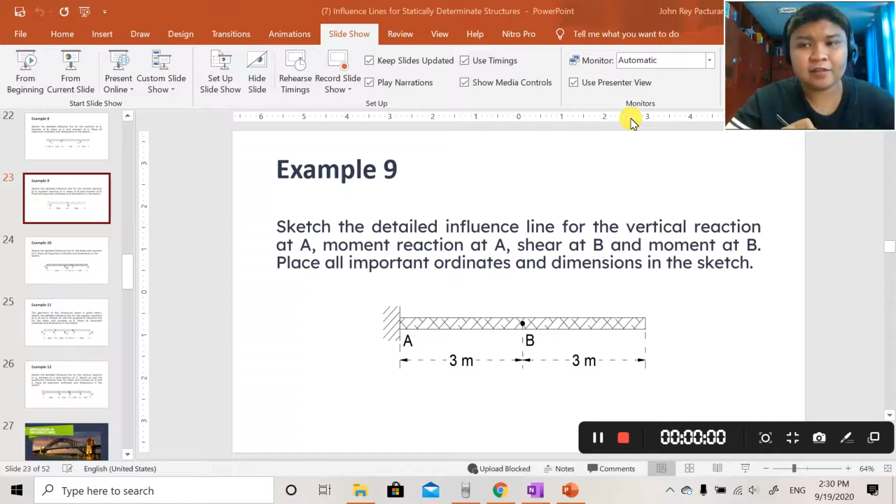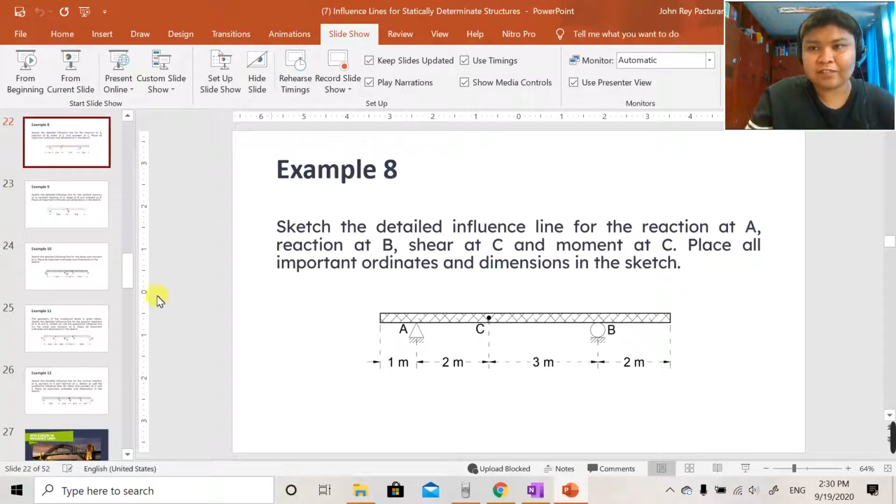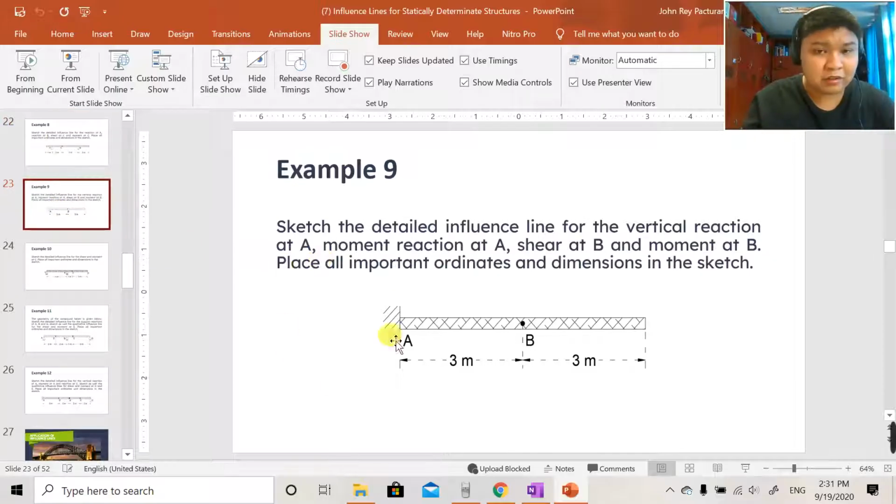Hello class! So this is now the second example in our discussion regarding influence lines for statically determinate beams. Now, if you remember, last time we answered, or put ordinates on, example number 8. So this time, we are now at example number 9.